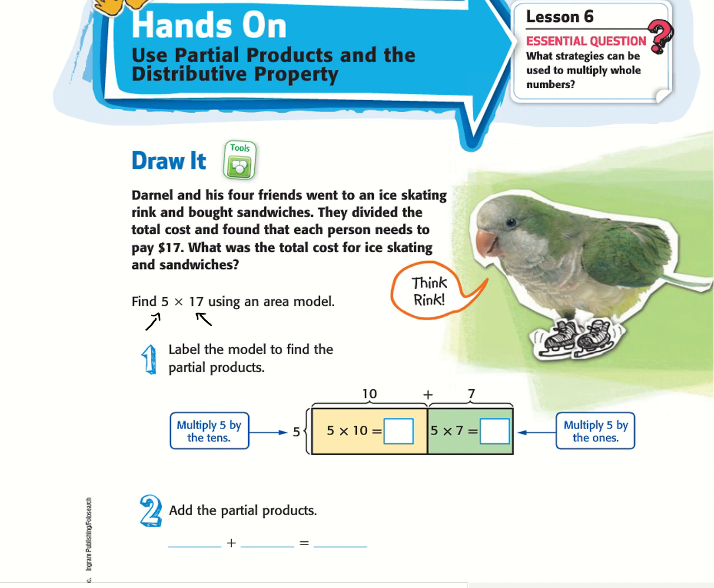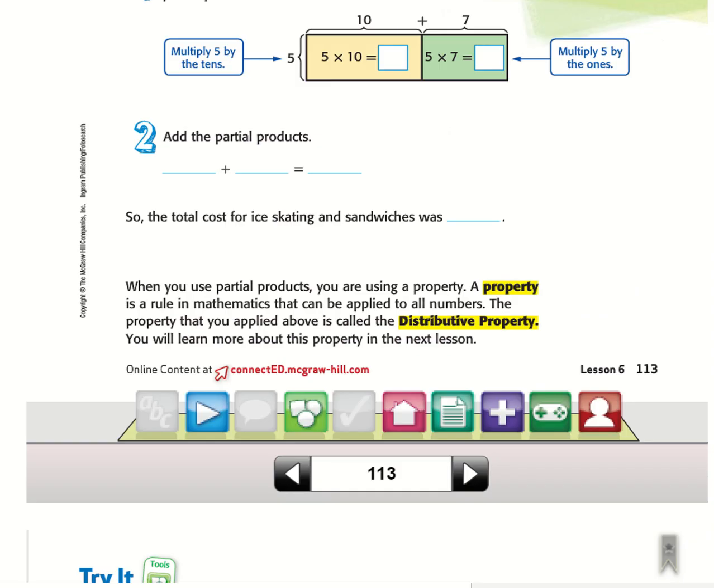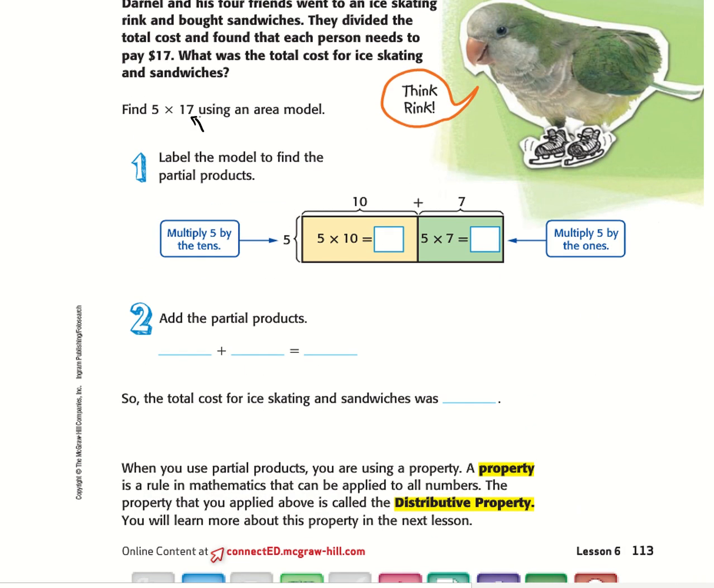We're going to multiply 5 times 17. 5 times 17 is normally not a number easy to do mentally in your head. So we're going to find a strategy to make it a little bit easier to compute. We're going to take a look at the 17 and split it by doing 10 plus 7.